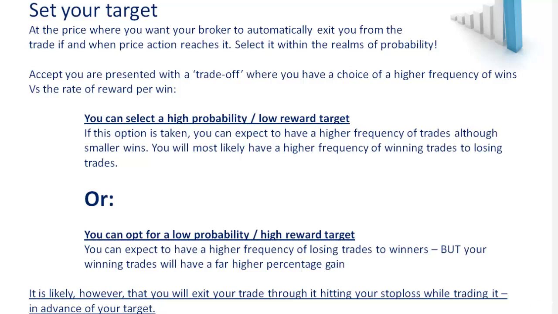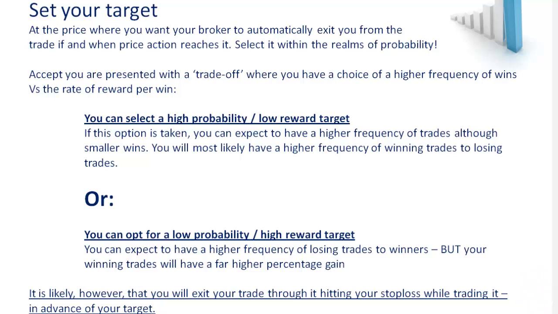Certainly the former is for a kind of person who'd rather have a higher frequency of wins, but in trade of that, smaller wins, or the second kind of person who would rather have huge winners but have to sacrifice the advantage of having more winners than losers. They will invariably have a higher frequency of losing trades, although their winning trades will be far higher in percentage gain. For example, you're a high probability, low reward kind of person.